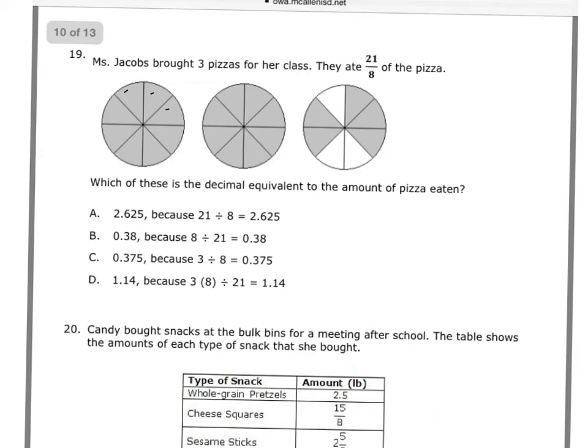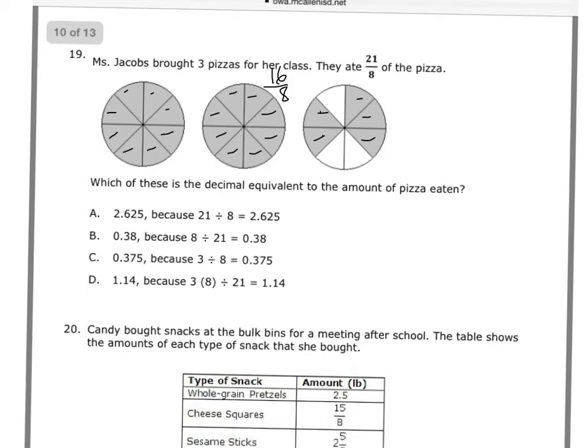My iPad's about to die. 3/8, 4/8, 5/8, 6/8, 7/8, 8/8 is one whole pizza. 9/8, 10/8, 11/8, 12/8, 13, 14, 15, 16/8. 16/8, which if you divide 16 by 8, that's 2. 17/8, 19/8. Where did I get off here? 17, 18, 19, 20, 21/8. Okay, so that's the pizza that they ate. Those 8ths. They ate 8ths.